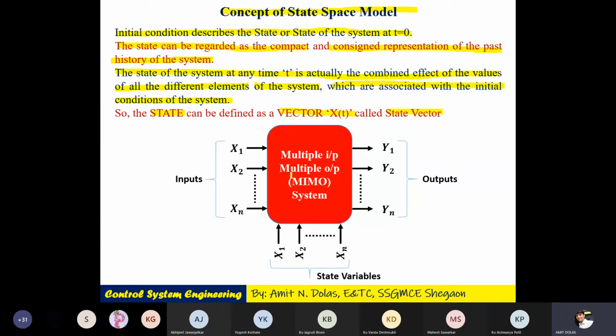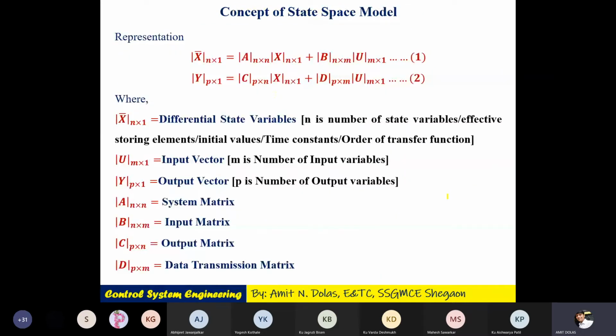Now you can see this simple diagram here. There is a multiple input, multiple output system where I have x1, x2 up to xn inputs. This is called the input vector. Then we have y1 to yn output vectors, and some states are there which are represented by x1, x2, x3. Likewise, some states are there. So this is the state space model, simple.